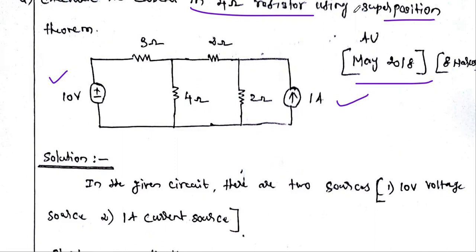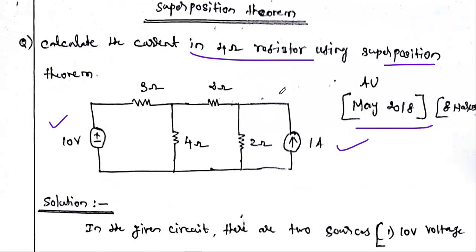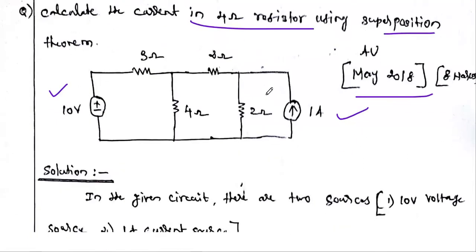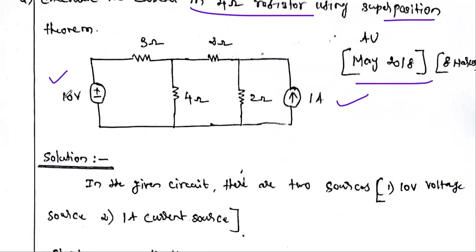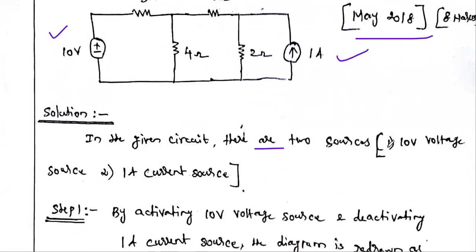If the superposition principle is not mentioned, we can calculate the current flowing through the 4 ohm resistor due to both the voltage and current source at a time using mesh analysis. But here we have to use the superposition principle. What is the first step? When two sources are available, at a time we have to activate only one source. In the given circuit there are two sources, a 10 volt voltage source and a 1 amp current source.